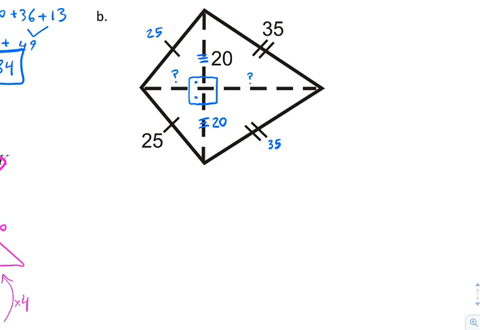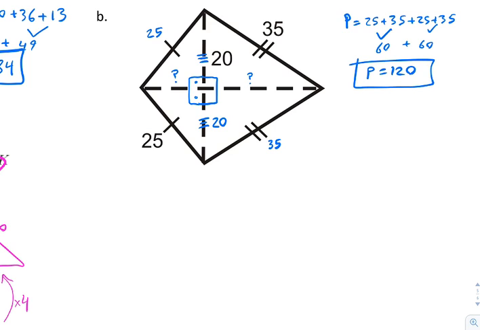And then I could find the area, or, let's just find the perimeter. So the perimeter is just 25 plus 35 plus 25 plus 35. So that's 50, that's 60 plus 60. So the perimeter here is 120 before we go any further.